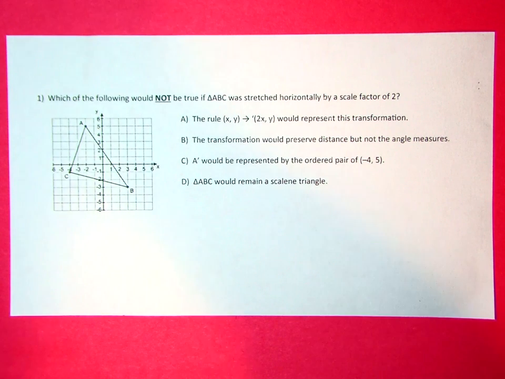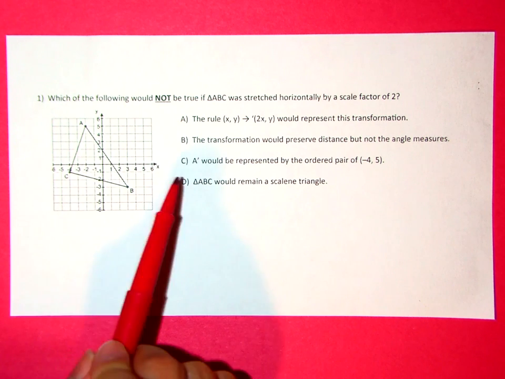This is number 1 on the Geometry EOC review. Number 1 says, which of the following would not be true if triangle ABC was stretched horizontally by a scale factor of 2? So if it's stretching by a scale factor of 2, and it's not the whole thing, it's just a horizontal stretch, that means that we're going to be working with the x's.